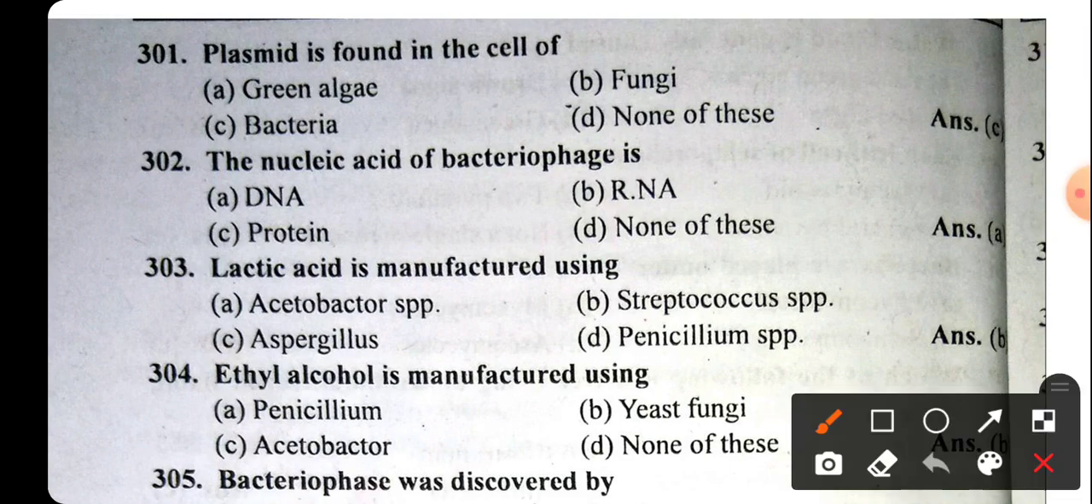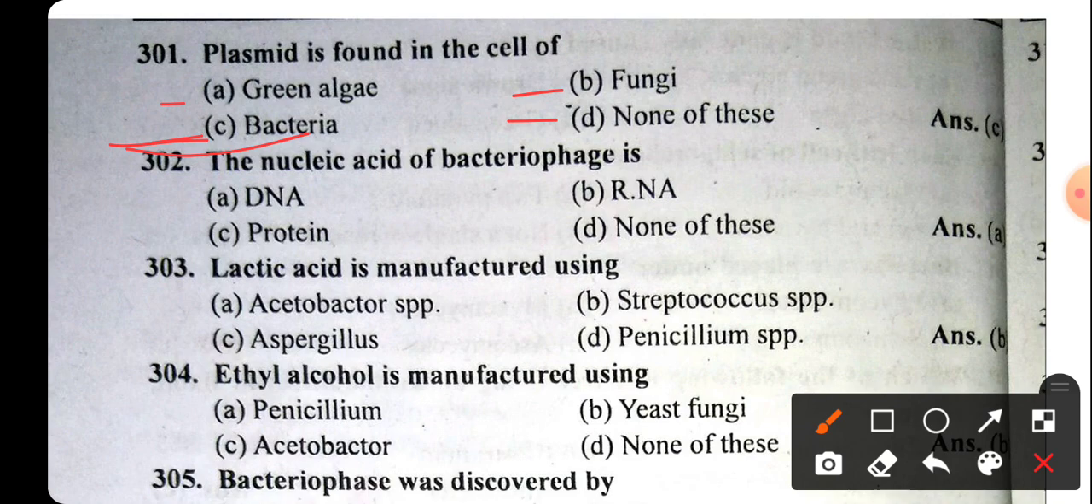Okay, now the first question is: plasmid is found in the cell of which option: green algae, fungi, bacteria, none of the above. The right answer will be bacteria. We studied these points from the 11th class onwards, that plasmid is found in the bacterial cell.